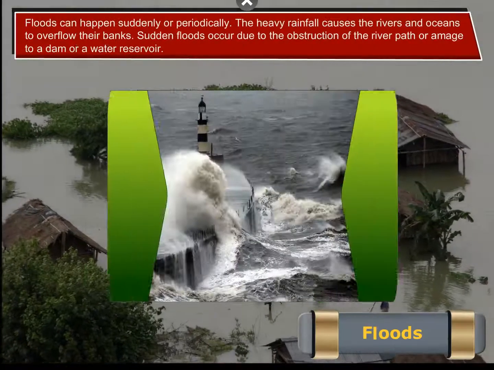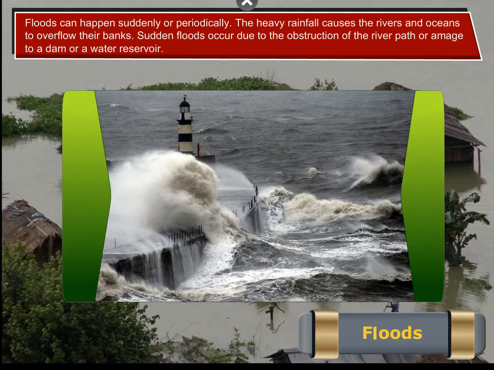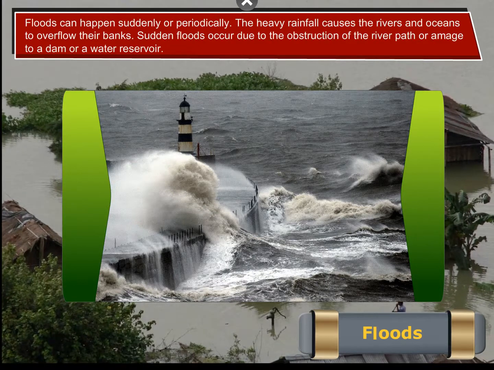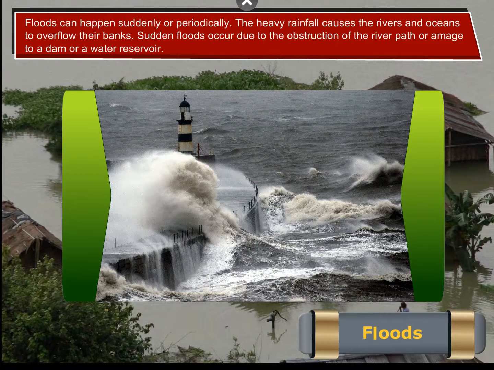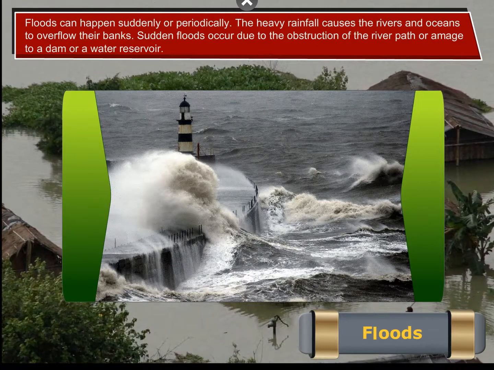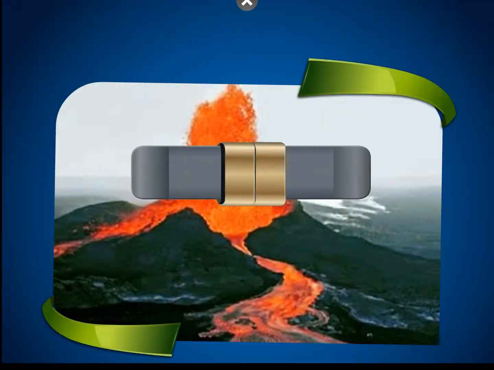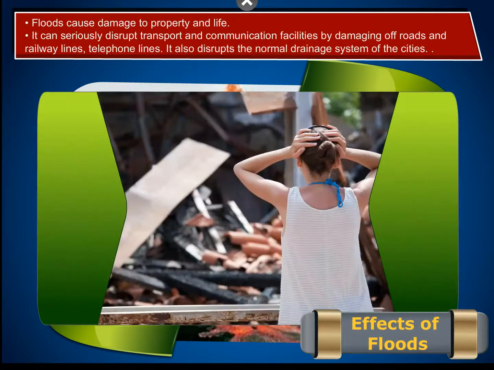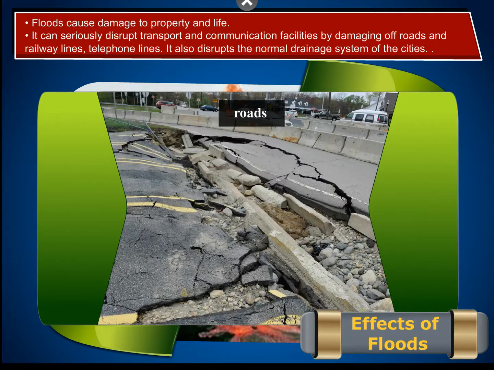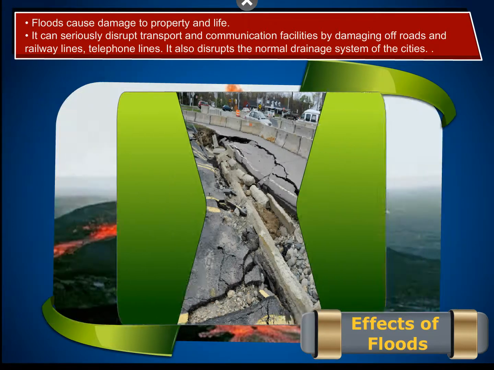Floods. Floods can happen suddenly or periodically. The heavy rainfall causes the rivers and oceans to overflow their banks. Sudden floods occur due to the obstruction of the river path or damage to a dam or a water reservoir. Effects of floods. Floods cause damage to property and life. It can seriously disrupt transport and communication facilities by damaging of roads, railway lines, and telephone lines. It also disrupts the normal drainage system of the cities.